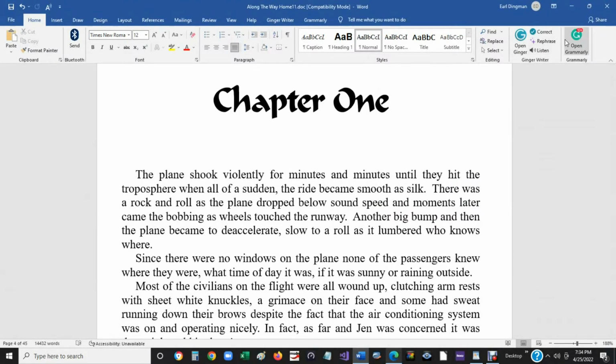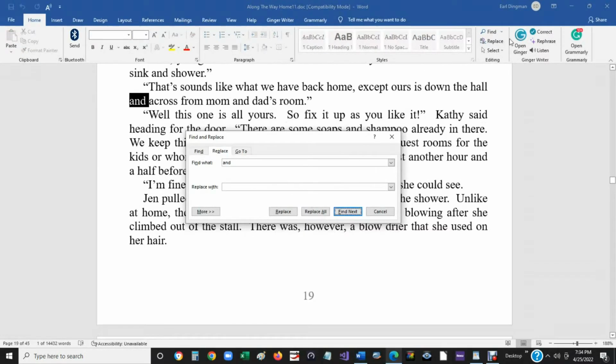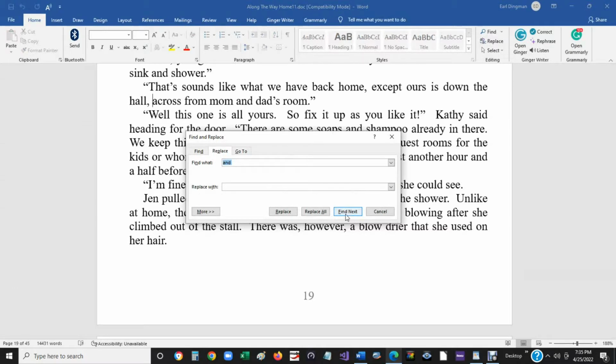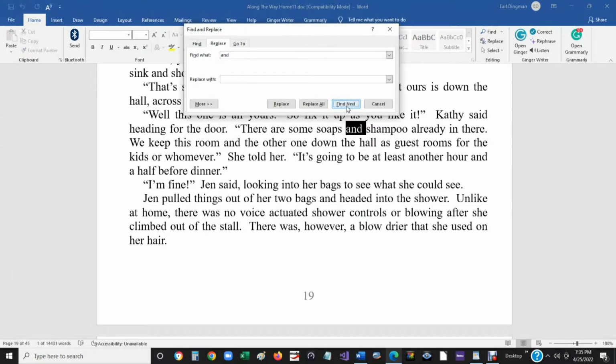Now we're going to see how many ands we can take out. You really should only have one in a sentence, unless it also has a list. And if you can get away with it, none in a sentence. "That sounds like what we have back home, except ours is down the hall and across from Mom and Dad's room." We can take the and out there and put a comma after hall, and it makes a better, stronger sentence. "That's like what we have back home, except ours is down the hall, across from Mom and Dad's room."